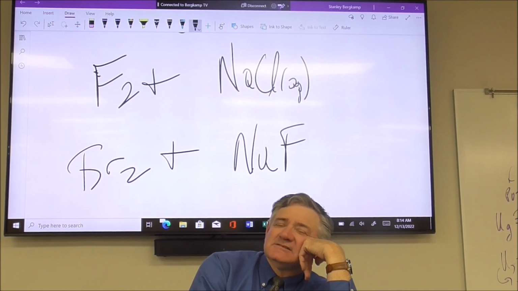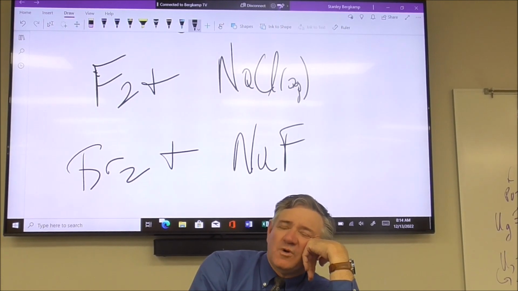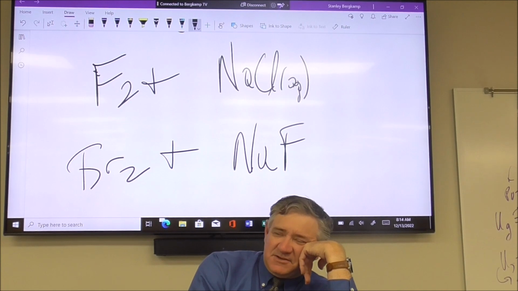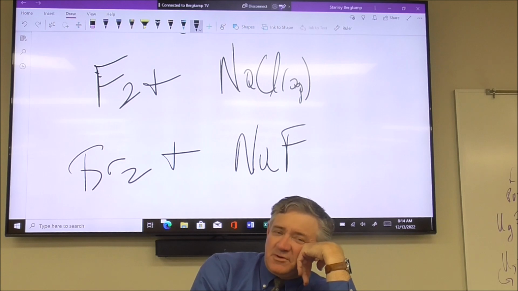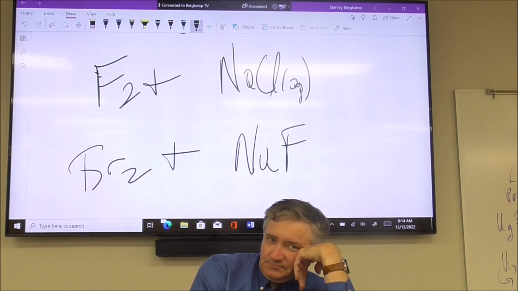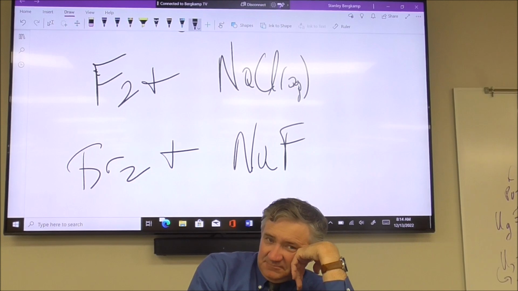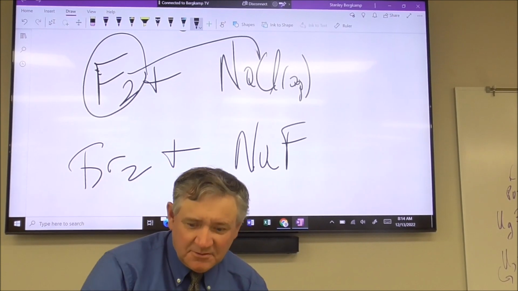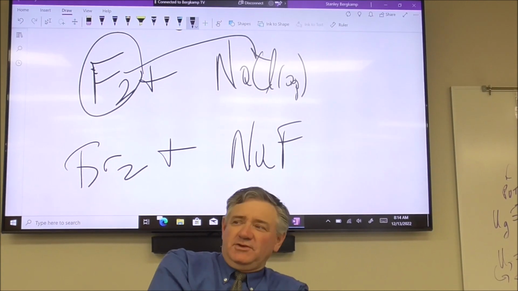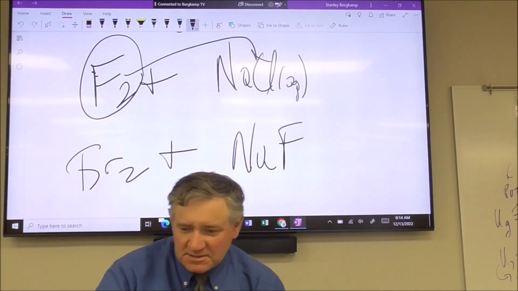Couldn't tell you. Okay. Where's the most reactive halogen? At the top or at the bottom? The top. So fluorine is more reactive than chlorine is, right? So fluorine comes along and it comes up to the chlorine and says, yo, I'm more reactive than you are, get out.